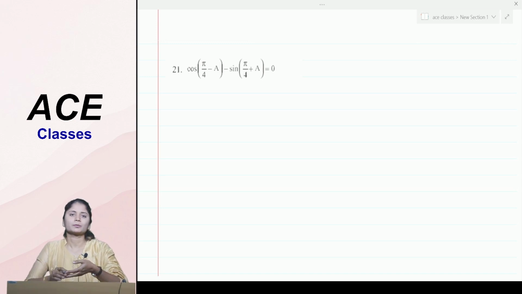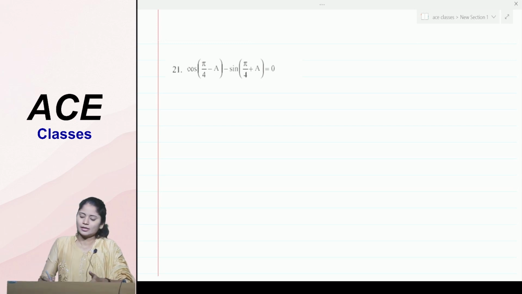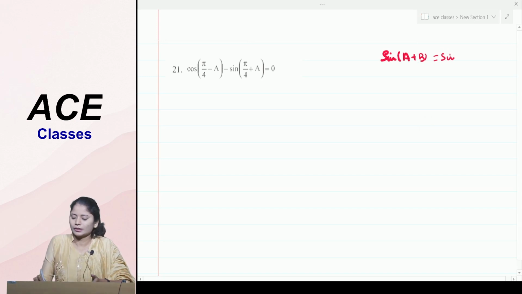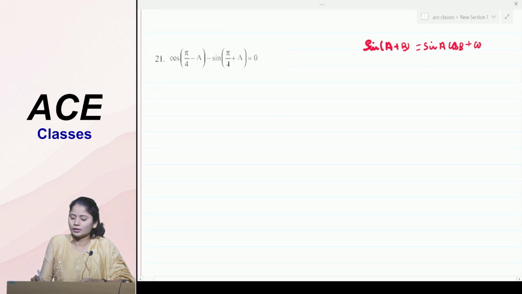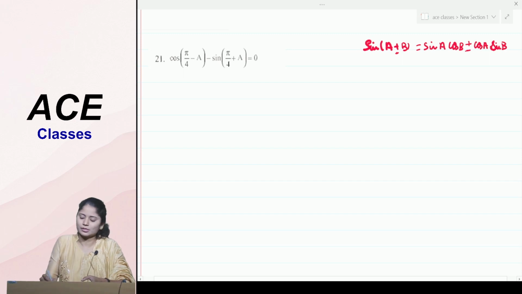So before solving the problems, let us recall the formulas which we have already discussed, that is sine of A plus B. The formula for sine of A plus B is sine A cos B plus cos A sine B. The formula for sine of A minus B will be sine A cos B minus cos A sine B.